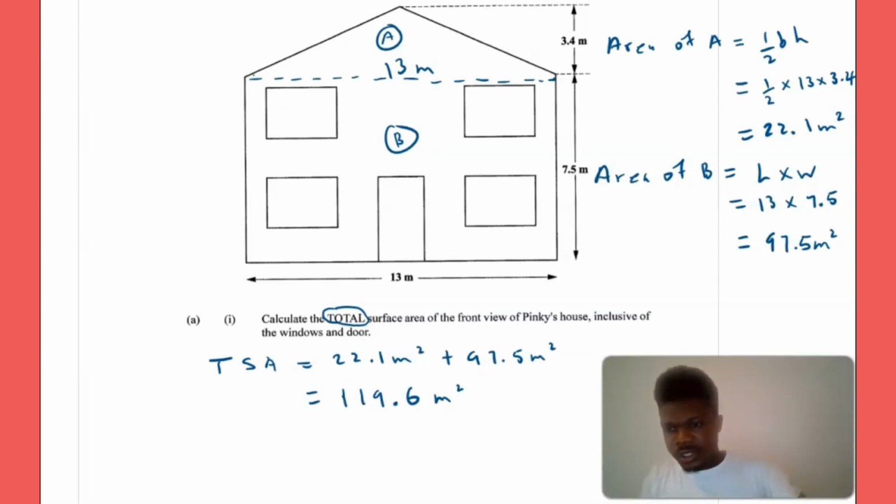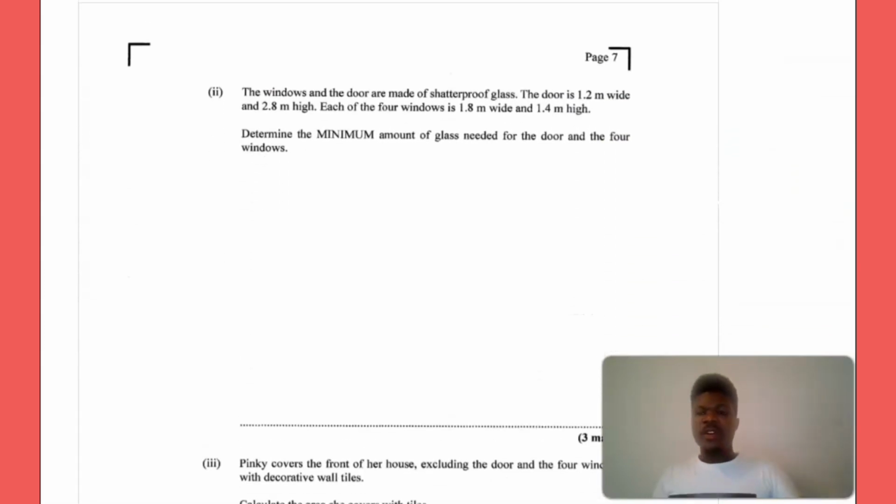Let's move on to our next question here. So we have follow-up questions. This is usually how CXC does it. So first follow-up question now. The windows and the doors are made of shatterproof glass. The door is 1.2 meters wide and 2.8 meters high. Each of the four windows is 1.8 meters wide and 1.4 meters high. Determine the minimum amount of glass needed for the door and the four windows.